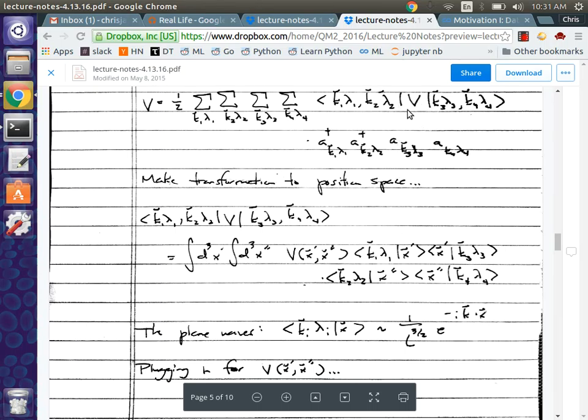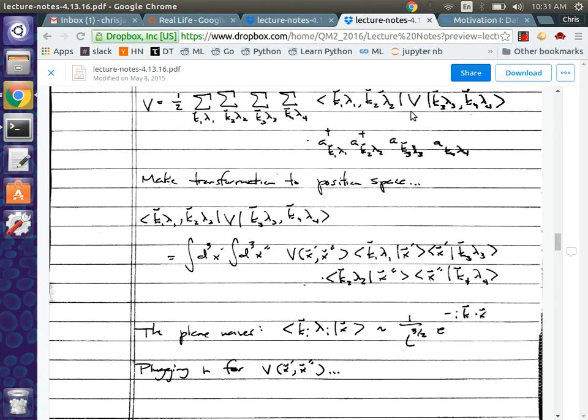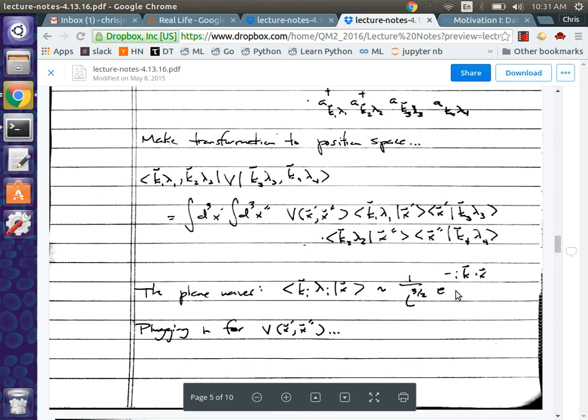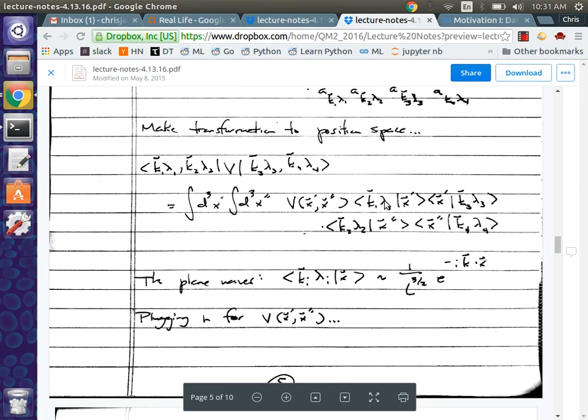And then I evaluate V, which depends on 2 positions. So when it hits one of those guys, you can pull it out. This is just a number now. And now I've got all these overlaps between our momentum states and our position states. So I've got 4 terms here. If you just forget about the spin, these are just plane waves. So the overlap between a momentum state and a position state is just a plane wave.